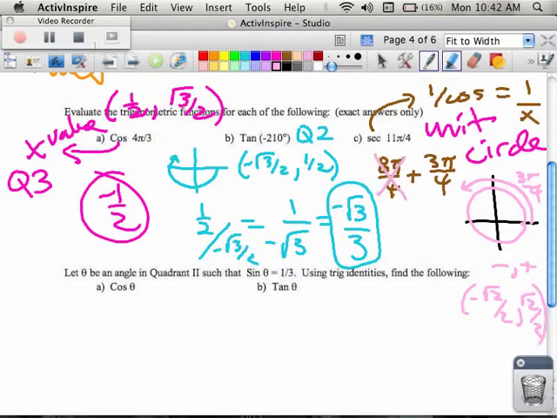Secant is referring to the x value, but flip it upside down. So I'm going to take that and flip it upside down. 2 over negative radical 2. Can I leave my answer like that? No. Later on, you're going to simplify that yourself and look at the answer somewhere else.